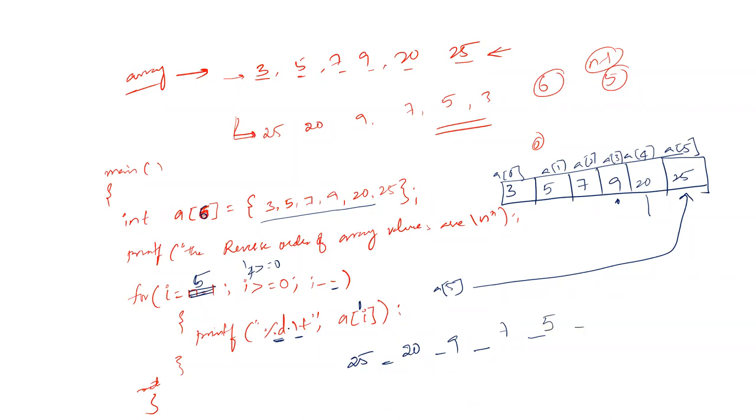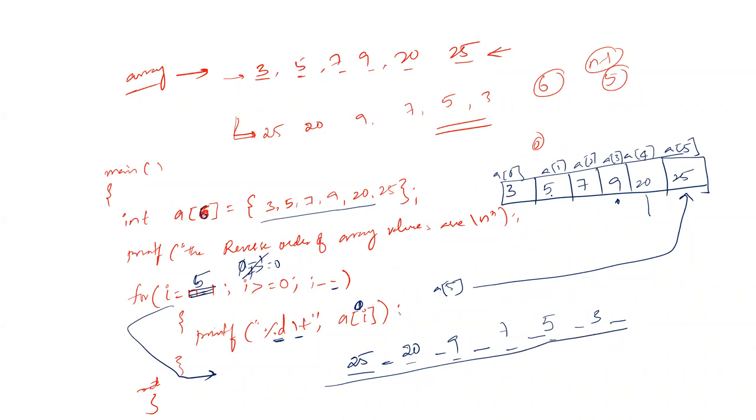So \t is the space. Next, i minus minus, the i value becomes 0. 0 is greater than or equal to 0. It is true. So next, %d\t, this i value is 0. What is a[0]? 3. And 3 followed by a space. Next, i minus minus, the i value becomes minus 1. Minus 1 is greater than or equal to 0? False. We come out of the block. So therefore, the output is 25 20 9 7 5 3. This is the value I'm going to print.